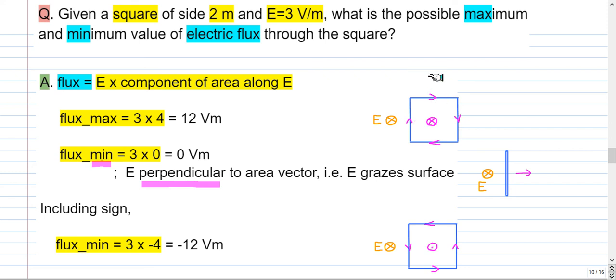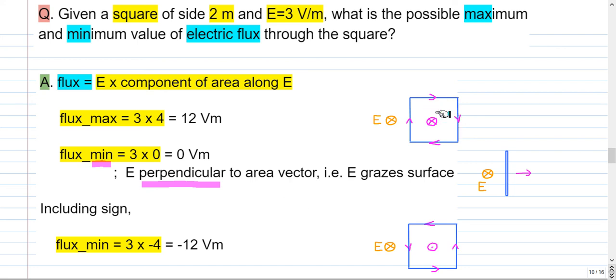Suppose I rotate this area by 90 degrees. So the area will become like this. In this case, the number of field lines passing through this area will be 0. The field lines will be just touching or just grazing this face. So the number of electric field lines cutting through this area is 0. The area vector is towards the right, which is normal to this face, so the angle between the electric field and the area vector is 90 degrees. They are perpendicular. So cos 90 is 0, and the flux is 0.